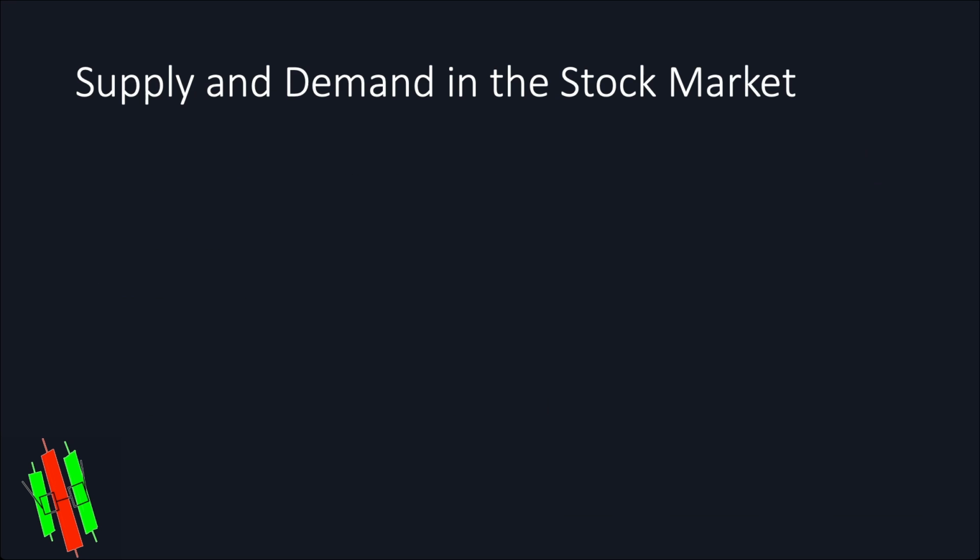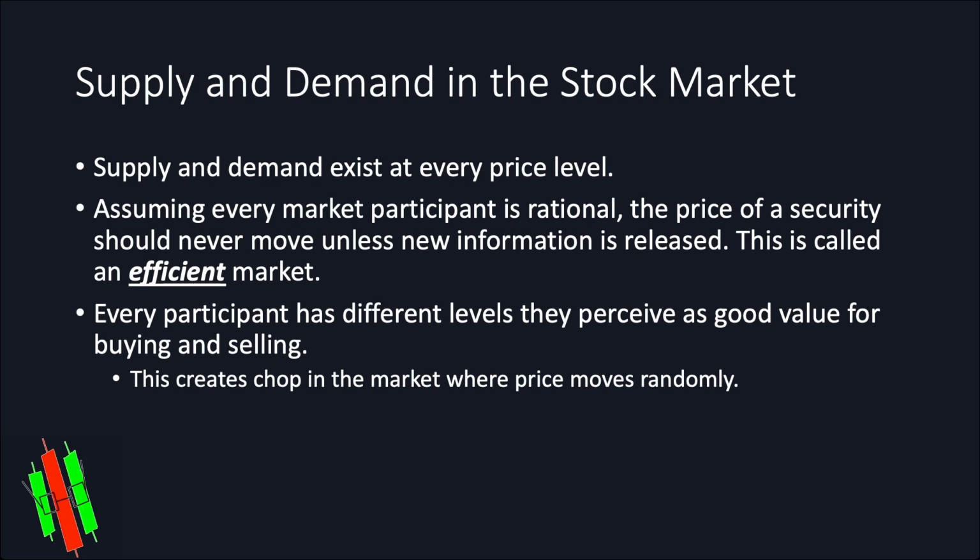So now that we know how the price of a security moves through active and passive participants, we can now discuss how supply and demand work in the stock market. Supply and demand exist at every single price level. At every level, there's a number of people willing to cross the spread to buy or sell. And theoretically, assuming every market participant is rational, the price of the security should never move unless new information is released. We would call this an efficient market, because this means that the market has everything priced in and everyone has come to a consensus and has found an equilibrium in the stock price.